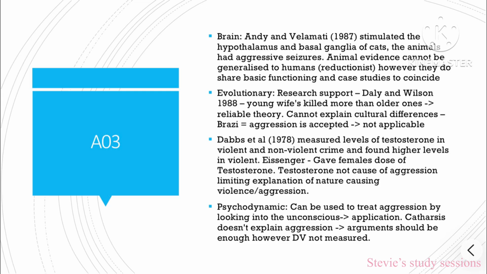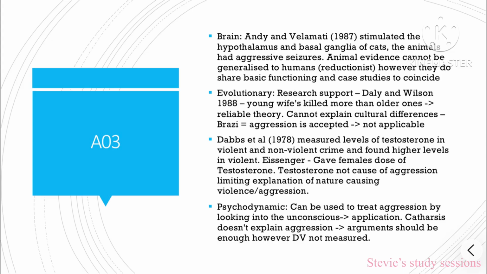Adams and Vitali stimulated parts of the limbic system, the hypothalamus and basal ganglia, in cats. The animals had aggressive seizures. However, using animal evidence to speak about human behaviour is reductionist. However, they do share basic functioning, and case studies do coincide. Evolutionary support: Daly and Wilson, 1988. Young wives are more likely to be killed than older ones. However, it cannot explain cultural differences. In Brazil, aggression is more accepted.